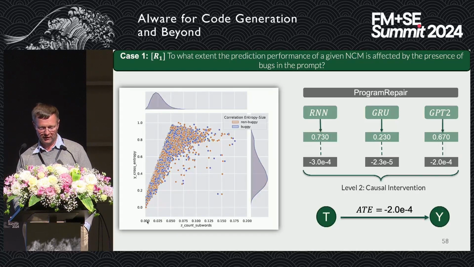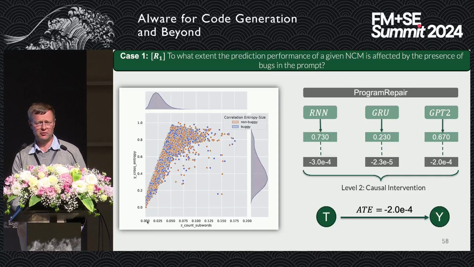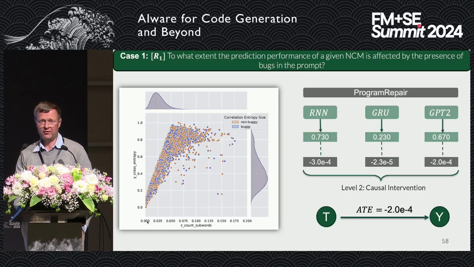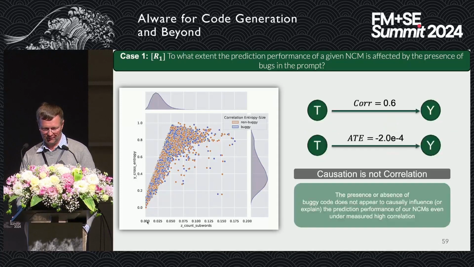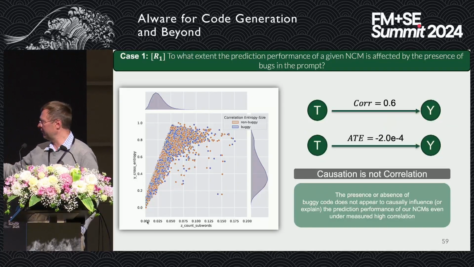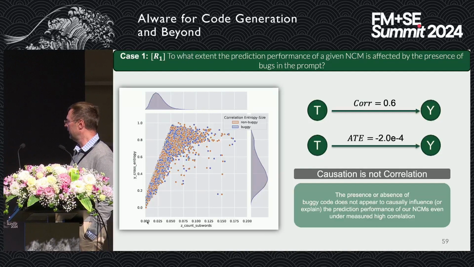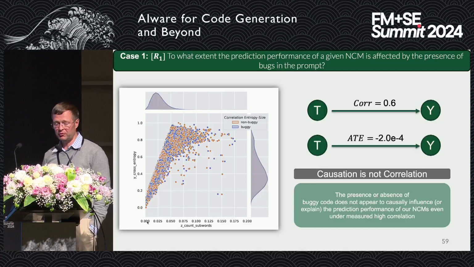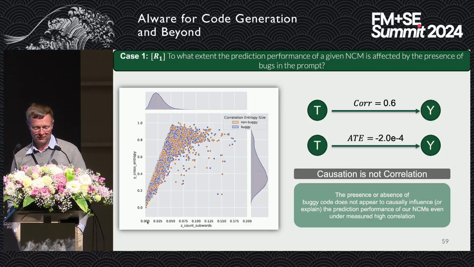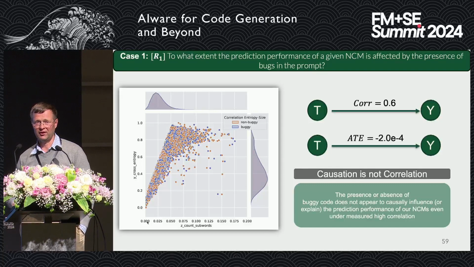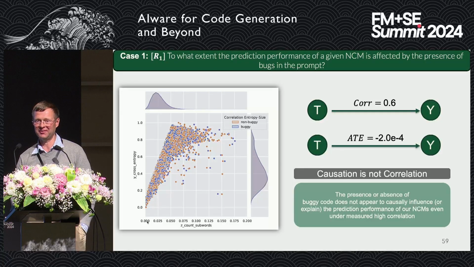But when you actually do causal intervention, the results clearly show that there is no effect. So in other words, the presence or absence of buggy code does not appear to causally influence the prediction performance of our neural code model. So this is a beautiful example where causation is not correlation, okay? Many of us know how many times we fell into this trap before, right?